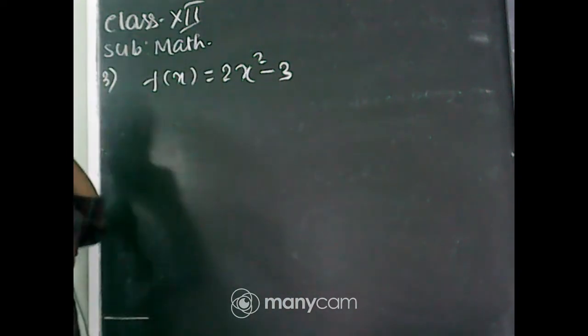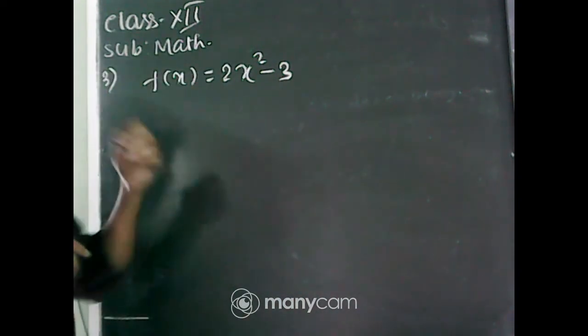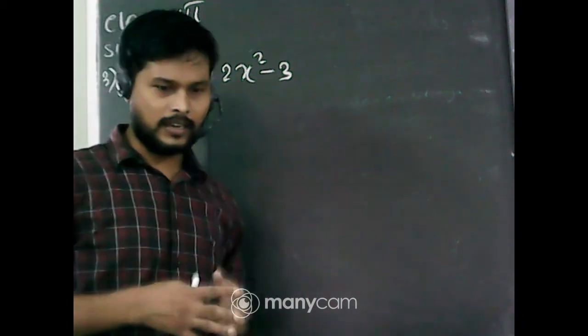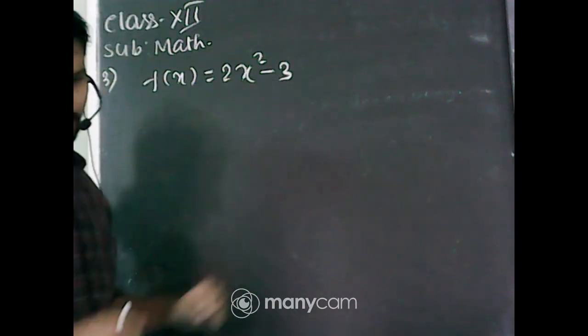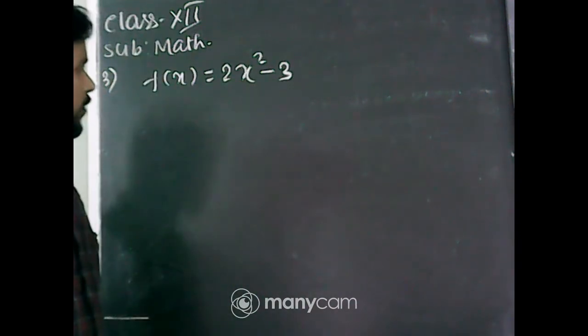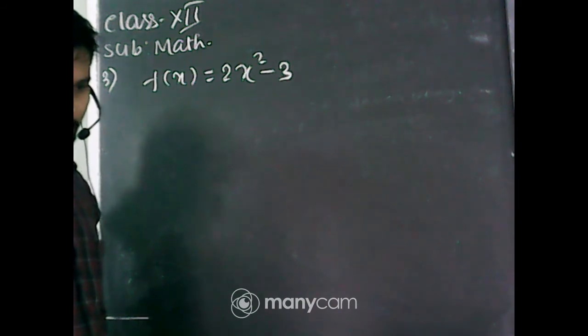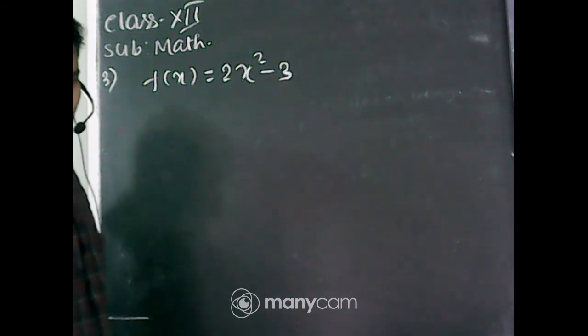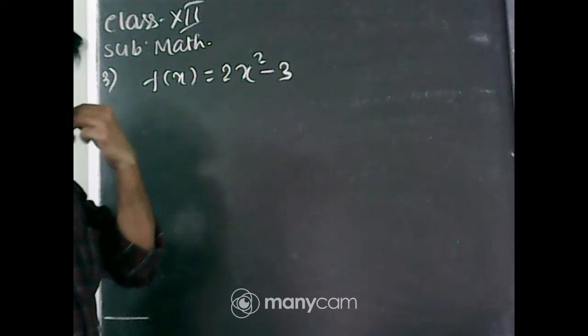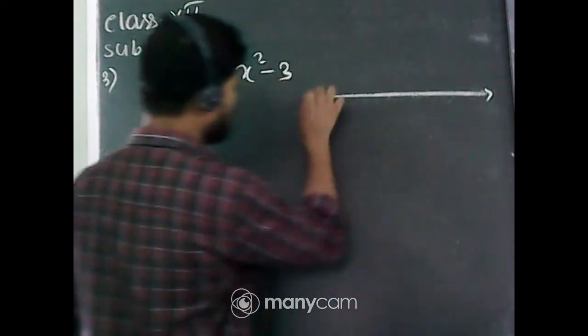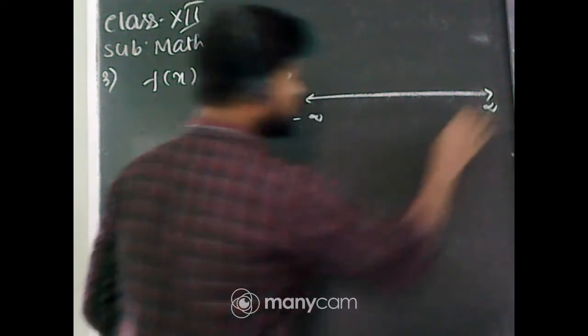So for the function we have to find where the function is strictly increasing and strictly decreasing. Can you tell me what is the domain of the function? 2x square minus 3. Anyone? If you can tell me the domain of the function. The domain will be the whole real number, means from minus infinity to infinity.